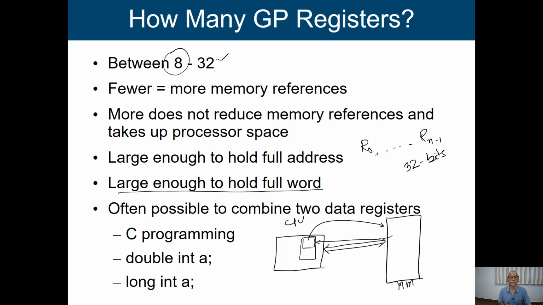But often it is possible to combine 2 registers together to make bigger data. Like in C programming, if you are accustomed to it, you know the integer, then double integer and long integer. There we are just increasing the size of the integer, the number of bits. So in this case, to represent this particular integer, we may combine 2 registers together and say that these 2 registers keep the information for this integer A. Like that we can combine 2 or more registers to store a bigger value.